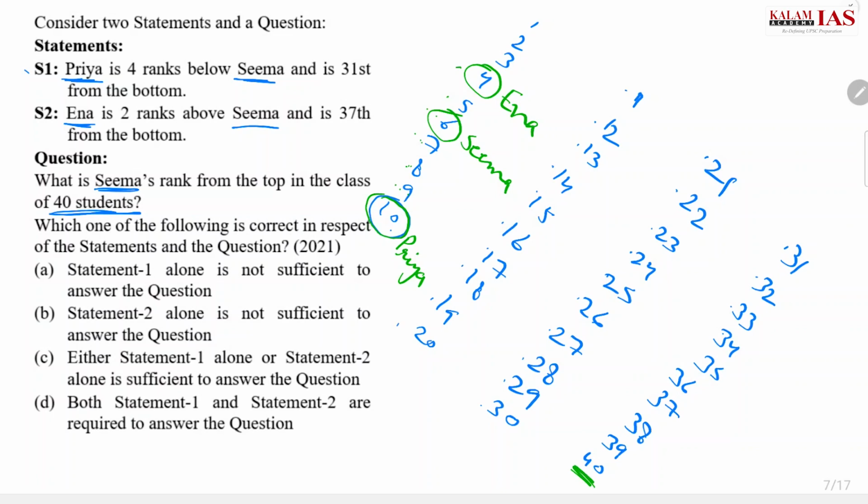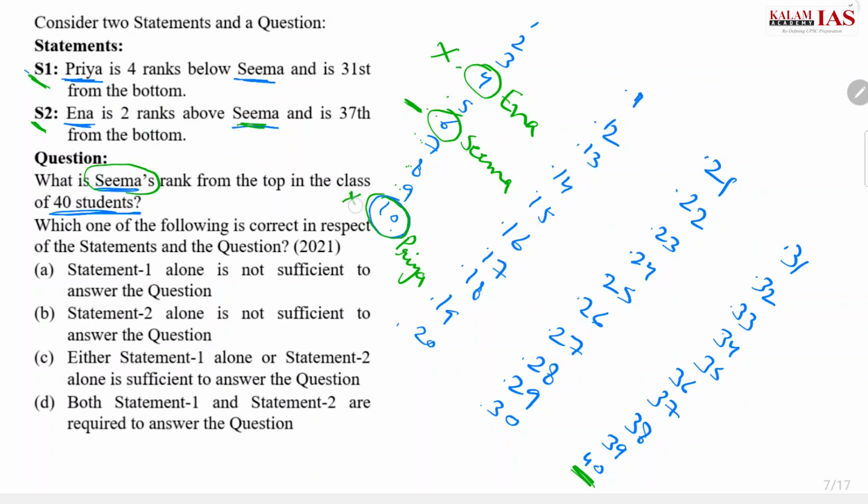What is Seema's rank from the top in the class of 40 students? We have to find the Seema's rank. So we can see Seema's rank is 6th. Now we can find Seema's rank to be 6th even from first statement, because in that case Anna's condition was not given, but still we knew it is 6th from the top. We can find Seema's rank from this condition also, because it is said Anna is 2 ranks above Seema and is 37th from the bottom.